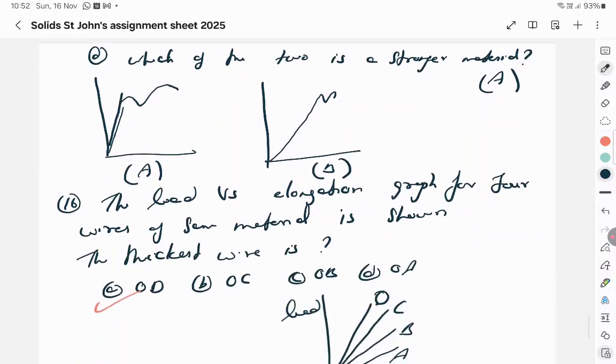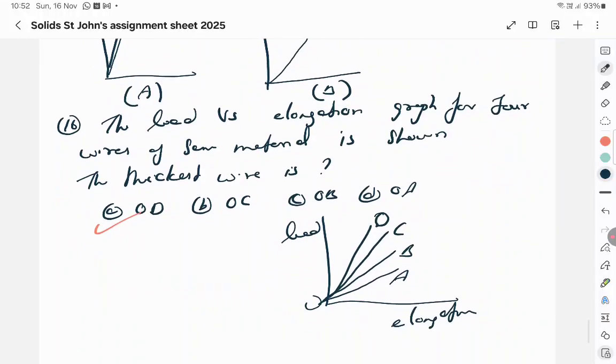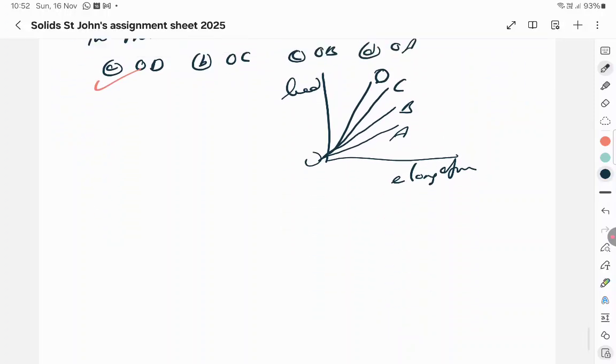B breaks immediately, right? The load versus elongation graph for four materials has been given. Which is the thickest wire? Thickest wire is where the force applied has to be more, and the load applied is greatest for D, and so that's about it. So it was pretty easy.